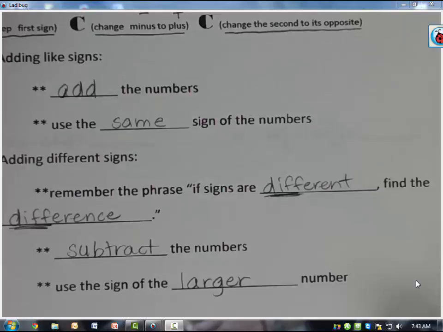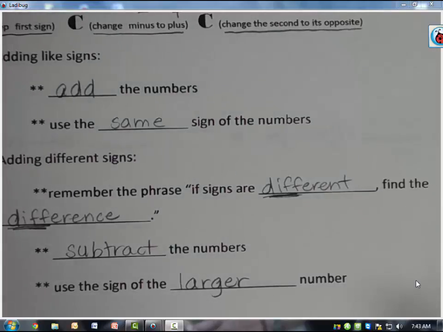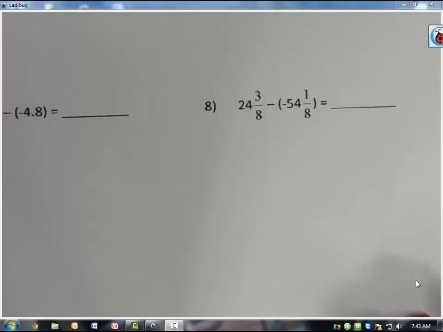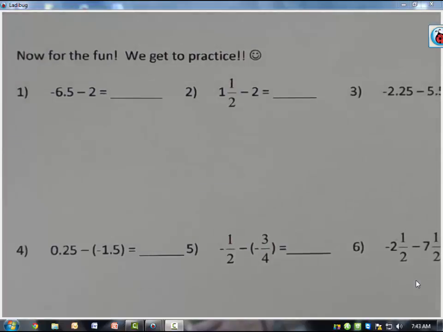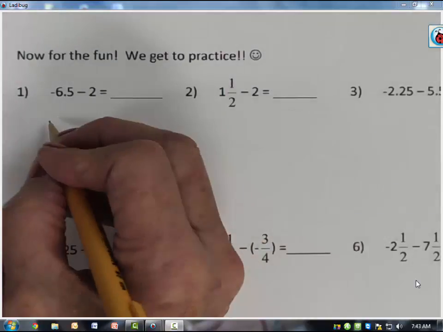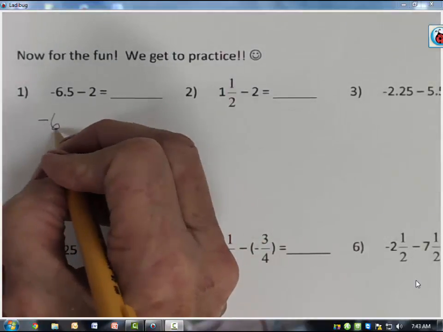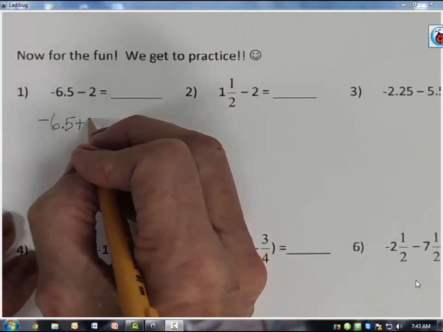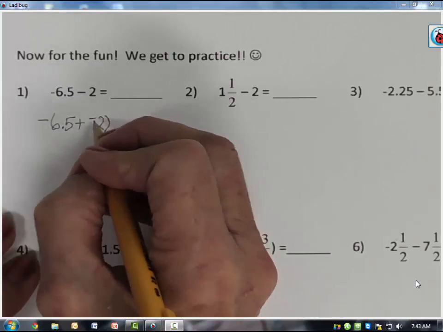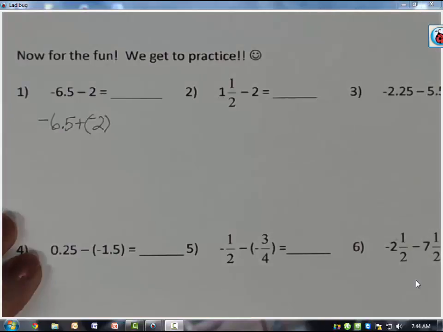Okay, now we're going to do some practice problems. Hooray, that's the most fun. All right. And I want you to rewrite it the same way I'm doing it to make sure that you're understanding about changing it to addition. So first of all, underneath it, we're going to do negative 6 and 5/10 plus negative 2. If you want to put that negative 2 in parentheses just to separate it from the plus sign, that's fine.